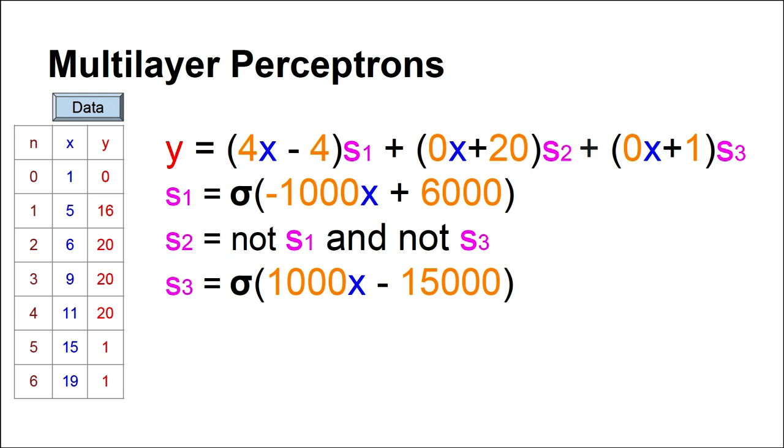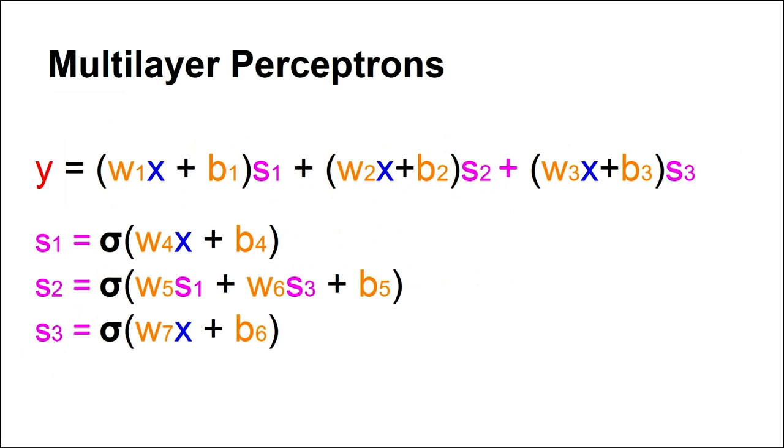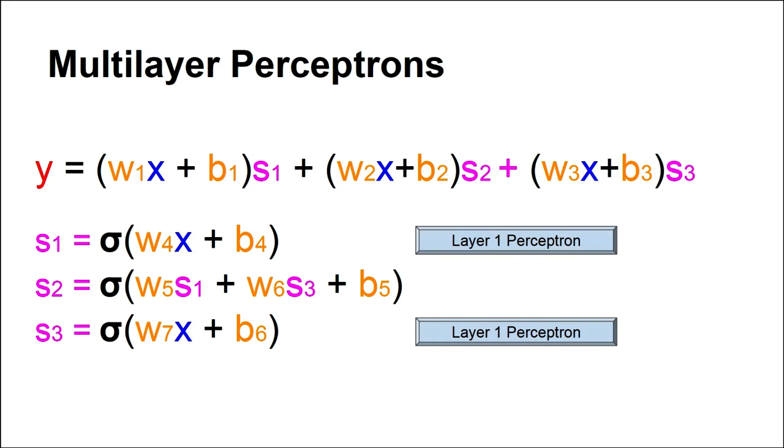What we need to do is to say that we want S2 to activate when S1 and S3 are not activated. So the way we can do this is to plug S1 and S3 into S2. So S2 is dependent on the values of S1 and S3. In the language of multi-layer perceptrons, S1 and S3 would be layer 1 perceptrons, and S2 would be a second layer perceptron because it depends on the values of the first layer perceptrons.